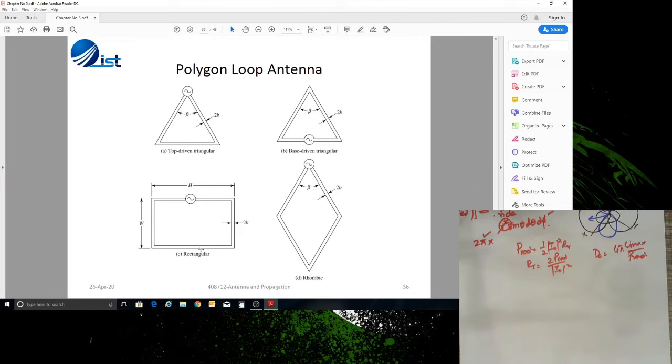Again a rectangular loop antenna would look something like this. This is a top driven rectangular loop antenna, and here this is the, you can say, height, and this is the width of the loop, and this is the thickness 2b. And this is a rhombic loop antenna where it is top driven as well, and the parameters again, this is the angle beta and this is the thickness 2b. So these are different shapes of loop antennas that are available, and they are used for different applications.